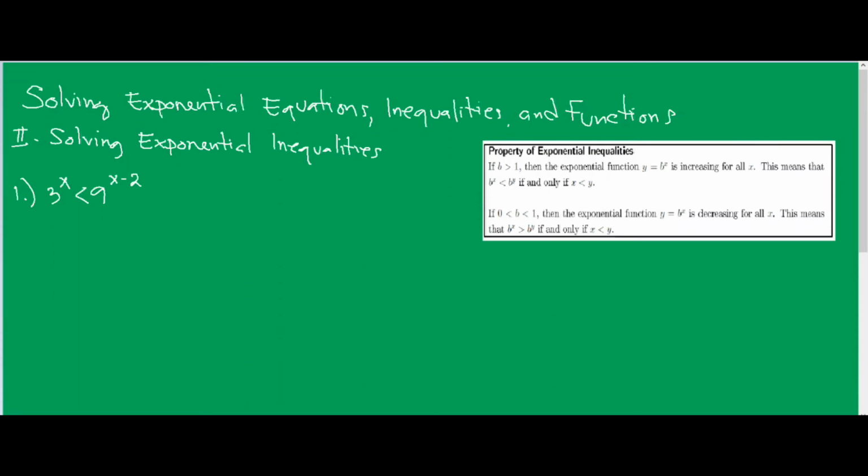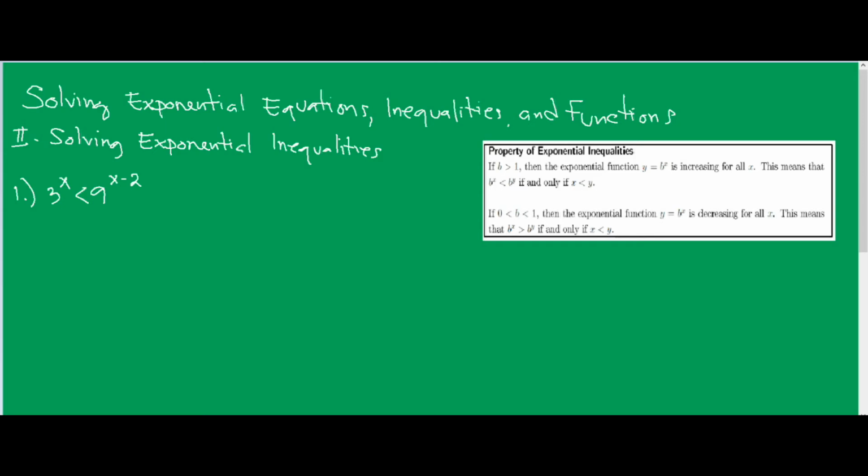So, the second part is solving exponential inequalities. So, these are with less than, greater than, less than or equal, or greater than or equal. Before we begin solving for exponential inequalities, basahin muna natin yung property ng kanilang exponential inequalities. Sabi daw, if our base is greater than 1, which is you see on example 1, which are 3 and 9, then the exponential function y equals b raised to x is increasing for all x.